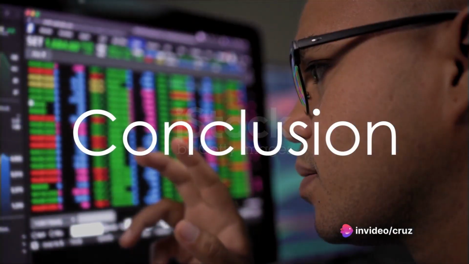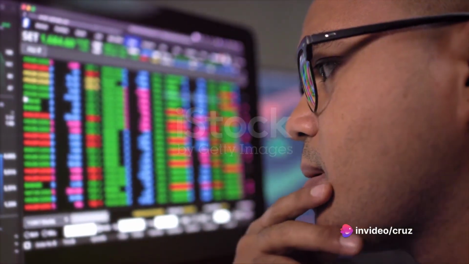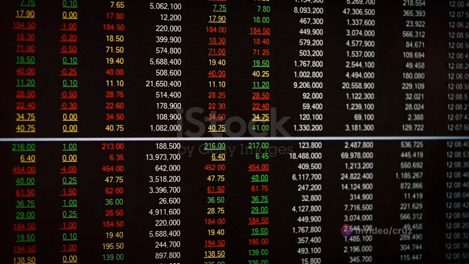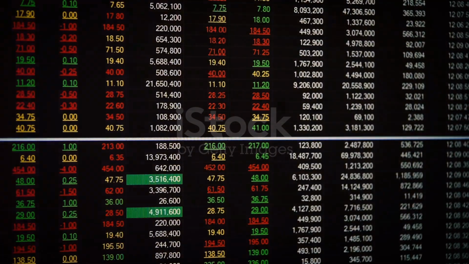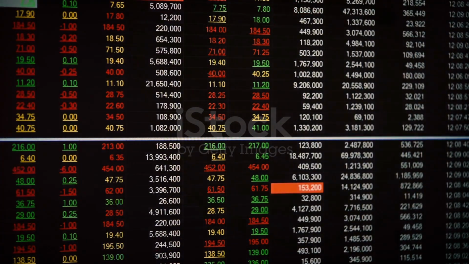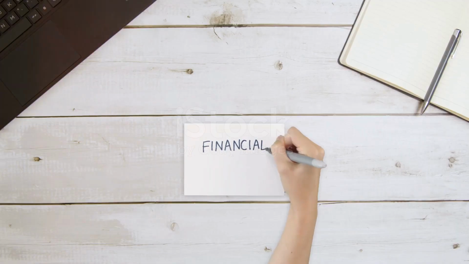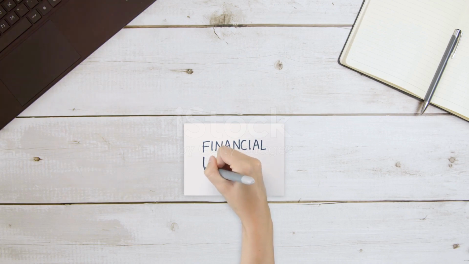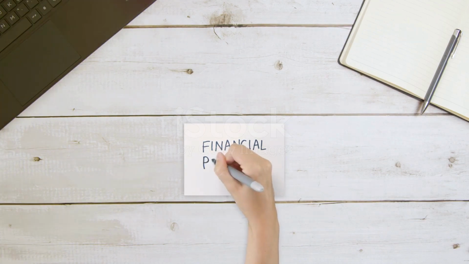Diversification is an essential strategy for building a strong investment portfolio. It's like constructing a sturdy building with a variety of materials, ensuring that it can withstand different weather conditions. So, go ahead and diversify, but remember to do it wisely and in line with your financial goals.